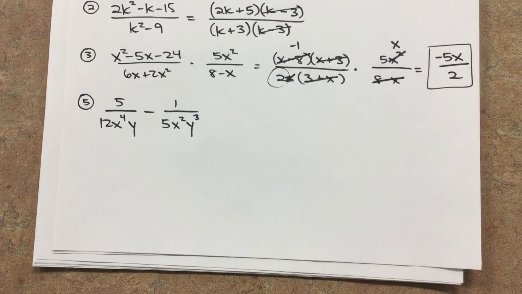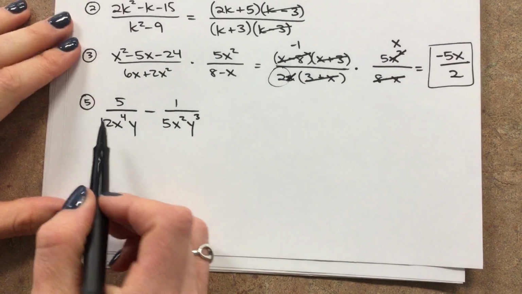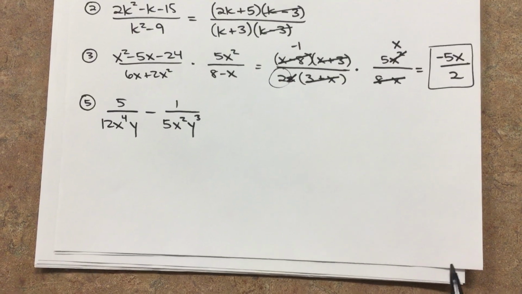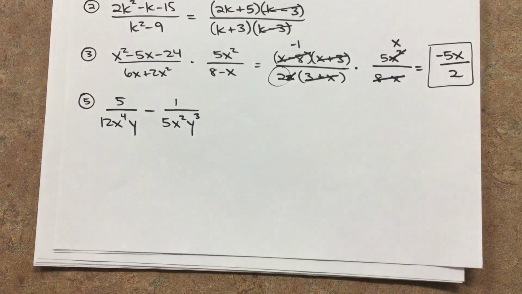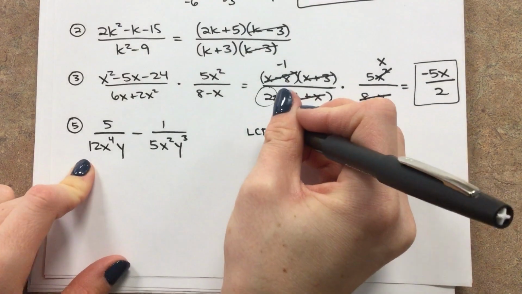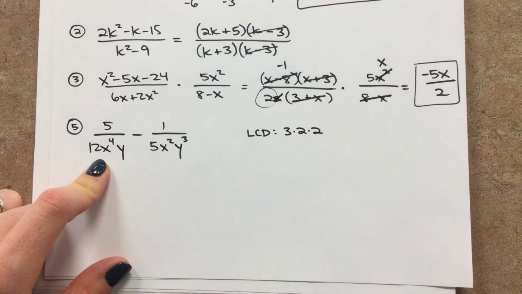So these ones, I would break them apart into their smallest pieces. The 12 is 3 times 4, and then you can break the 4 down to 2 times 2, and then you've got all of the x's and all of the y's. So the LCD 12 is 3 times 2 times 2. So that's completely broken down.